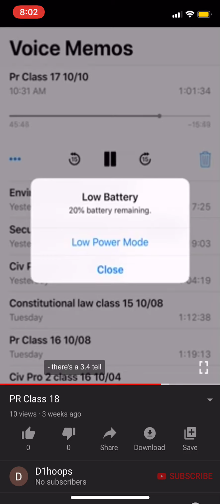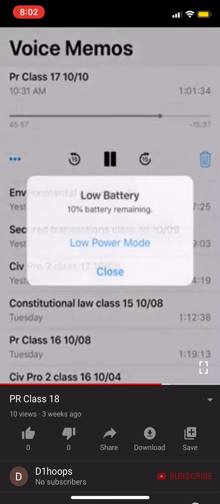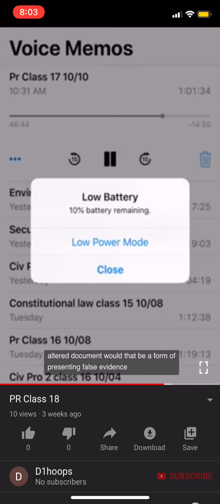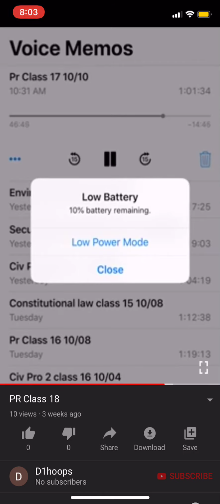Does 3.4 tell us anything? So we'll be submitting this partially altered document. Would that be a form of presenting false evidence? Yes. I don't think it would be false evidence, but it says that you have to allow the other party access to documents that are of potential evidentiary value. So I feel like you should give them the full document, and then they can maybe amend their request to say any illegal drugs, and then go forward from there.